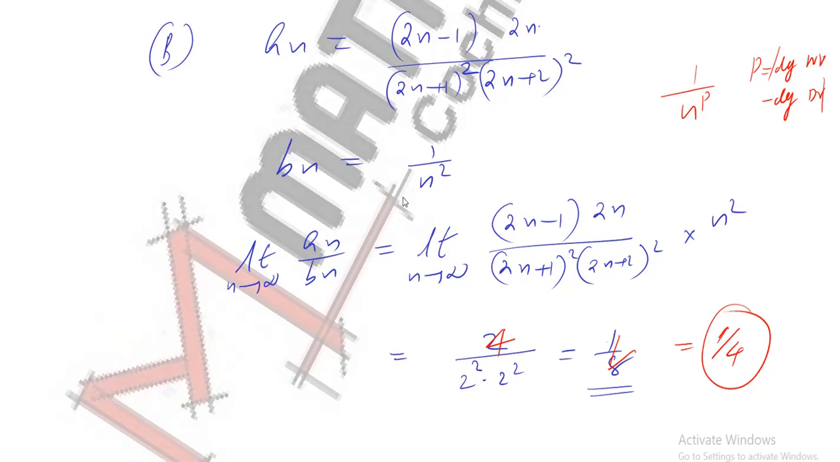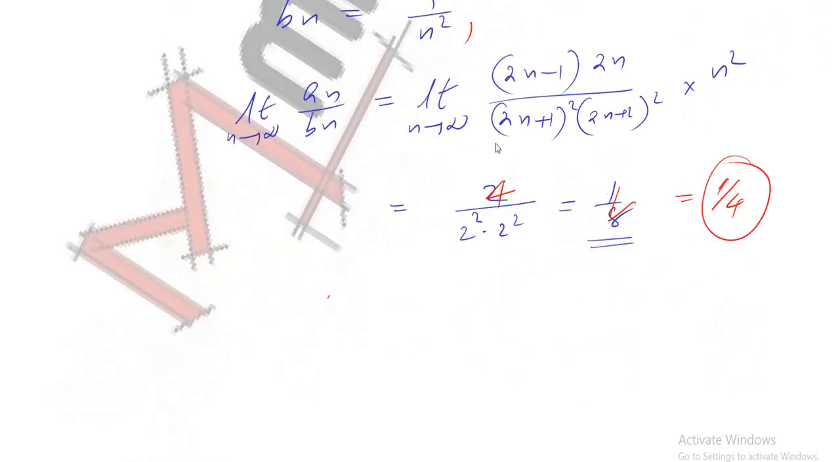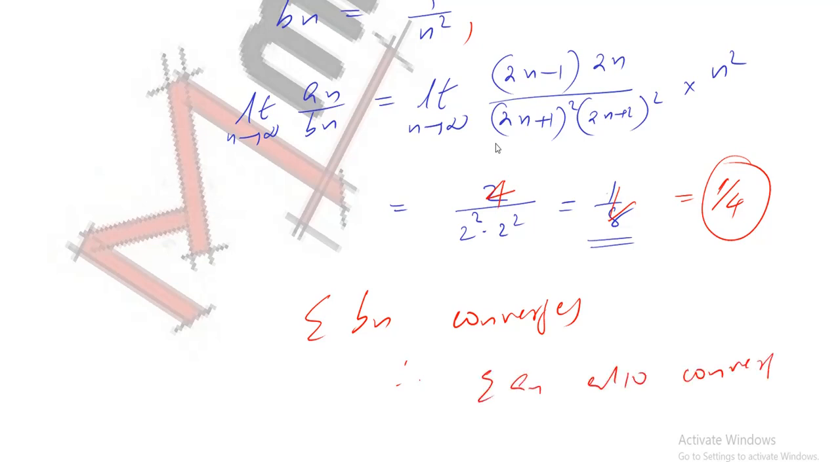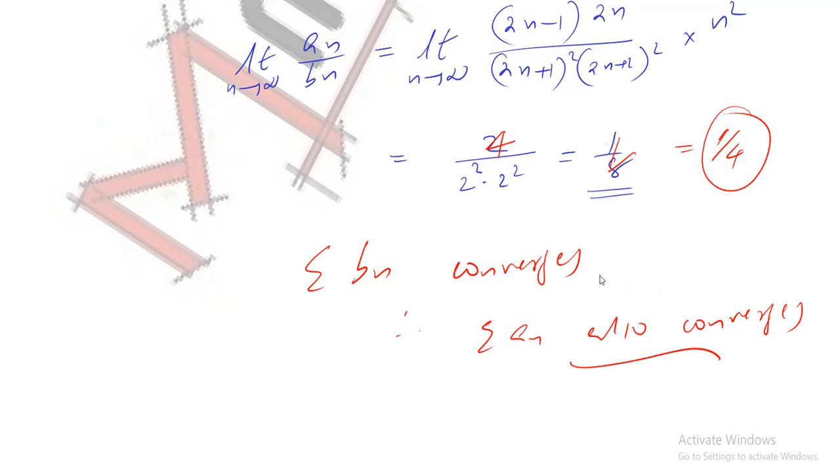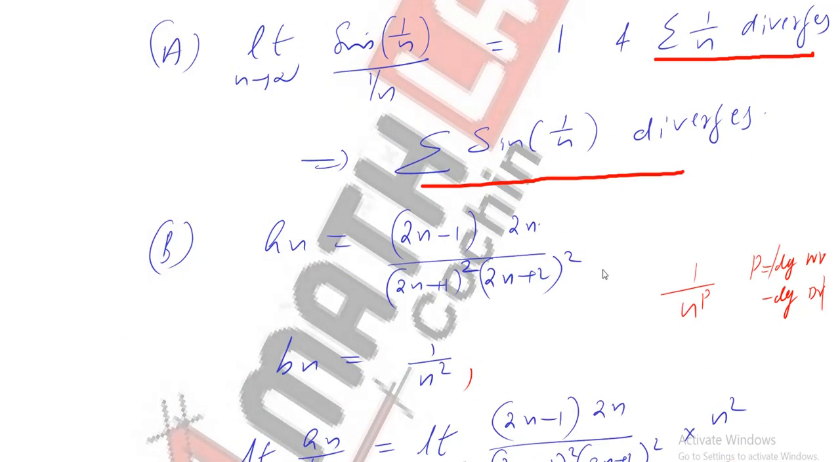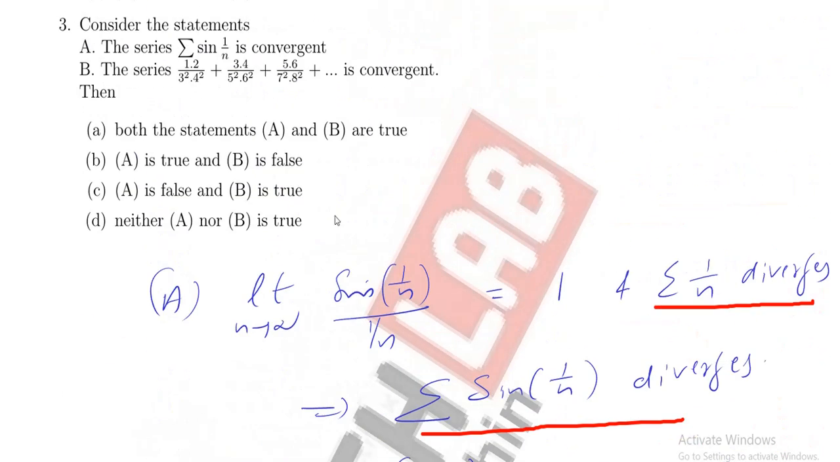Anyway, that's a finite quantity, and sigma bn converges here. We know that, right? Sigma bn converges, and therefore by limit comparison test, sigma an also converges. Okay, so that's all about question number 3. So here the answer is the first one diverges and the second one is convergent. So a is false and b is true. Option C is right.